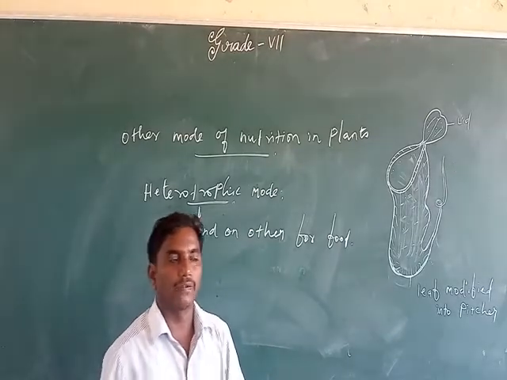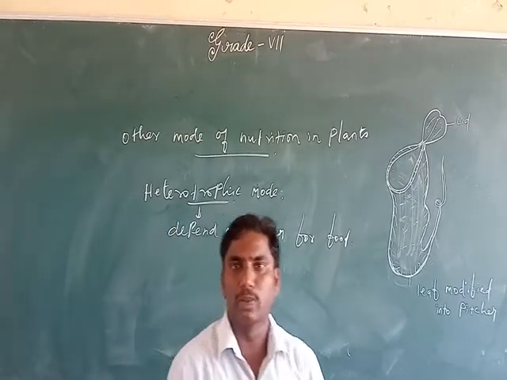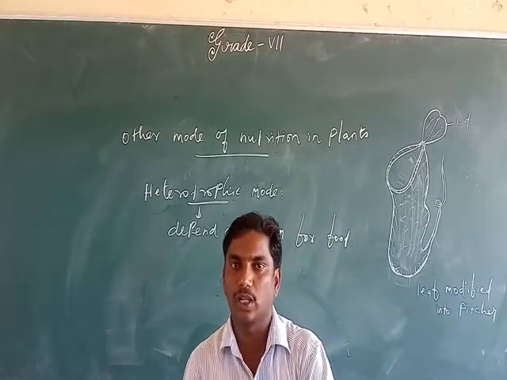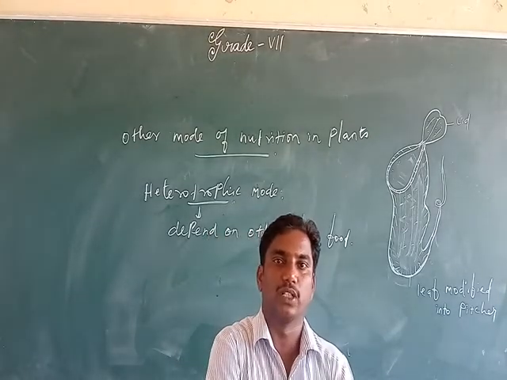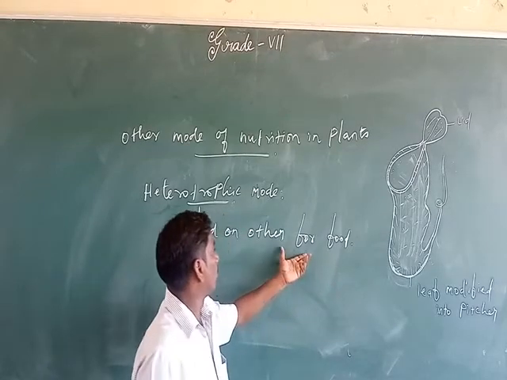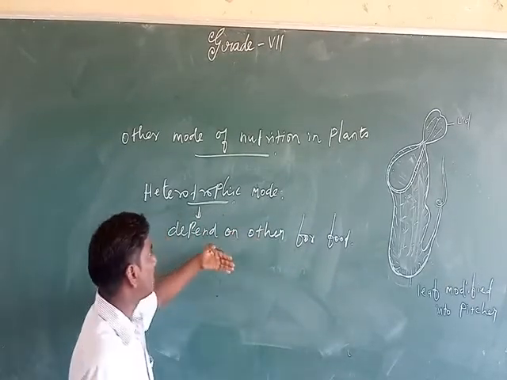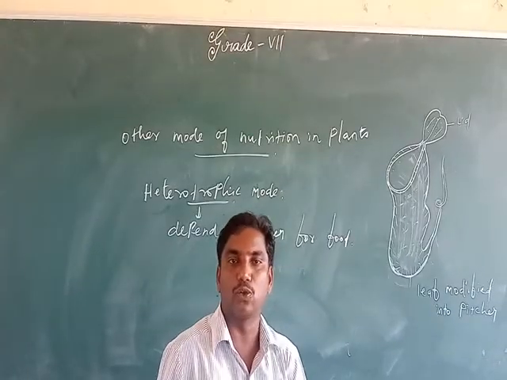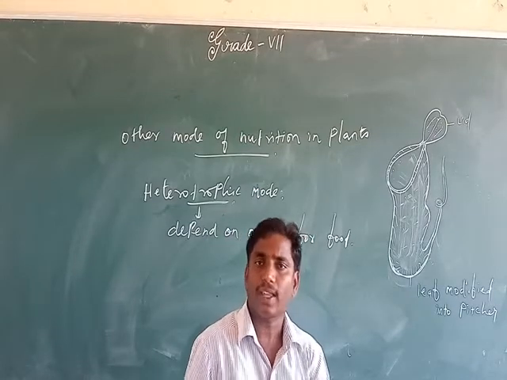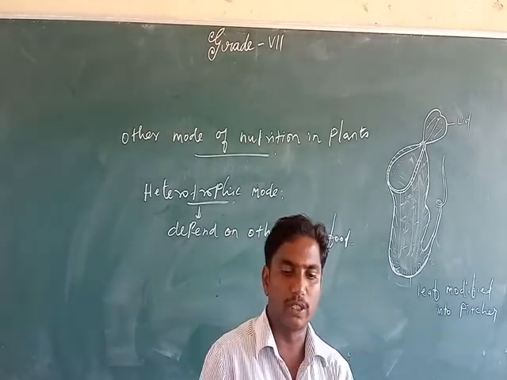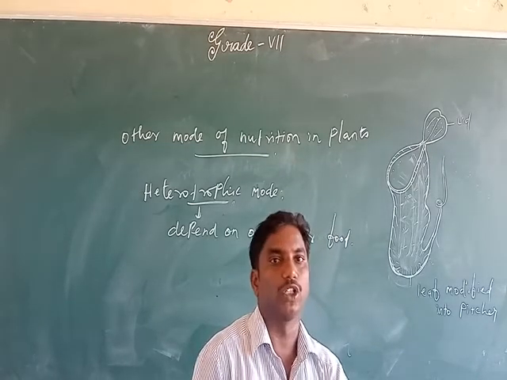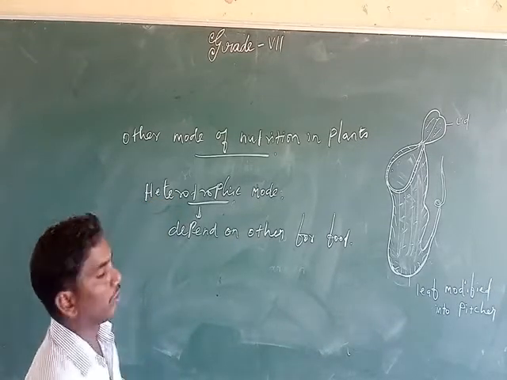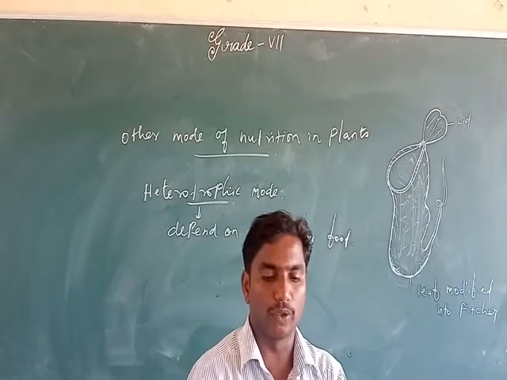For example, human beings, animals, and such kinds of plants cannot prepare their own food. So that organism is always depending upon other organisms, upon the plants, for food and for survival. Food is very important in our life, as I told. So human beings, animals, and some plants always depend upon other organisms. That is called the heterotrophic mode.